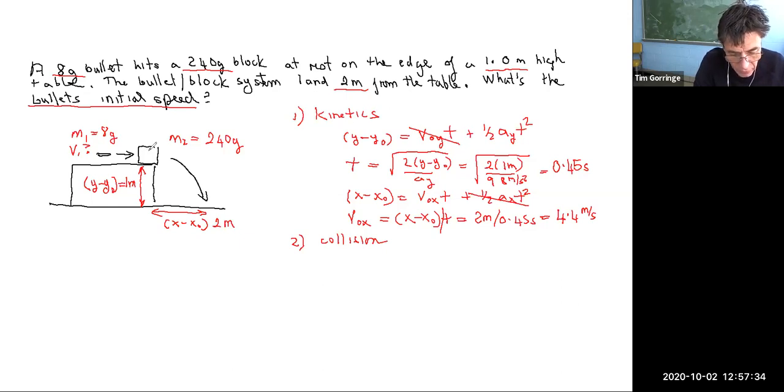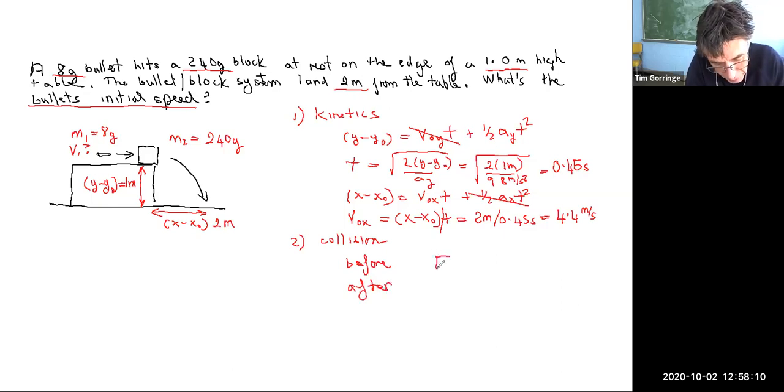Okay, now we can think about the collision between the bullet and the block that produced the bullet-block system. So it's a perfectly inelastic head-on collision. And by thinking about that collision and momentum in that collision, we can solve for the initial velocity of the bullet. So let me sketch out a before and after picture of the collision.